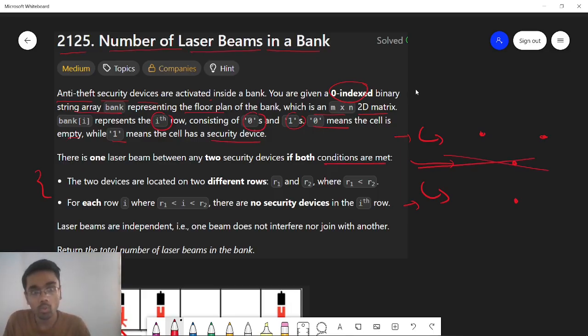So these are the two conditions by which we can say that these devices can form a laser. So these two devices are making a laser with this particular device. So this is the question. So what we need to do then? The laser beams are independent, that is, one beam does not interfere nor join with another. Okay, so that is clear. That makes the question easier to solve. So we need to return the total number of laser beams that are present in the bank.